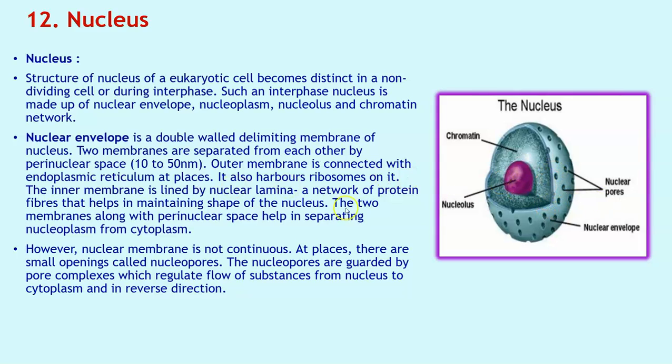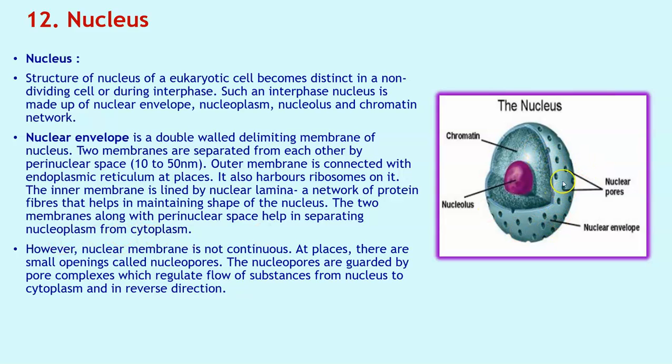So the outer membrane that is present here, at places it is attached from the outside to the endoplasmic reticulum, which is in close proximity or attached to the outer membrane. It also harbors ribosomes on it. The inner membrane is lined by the nuclear lamina, a network of protein fibers that help in maintaining the shape of the nucleus. The two membranes along with the perinuclear space help in separating the nucleoplasm from the cytoplasm.